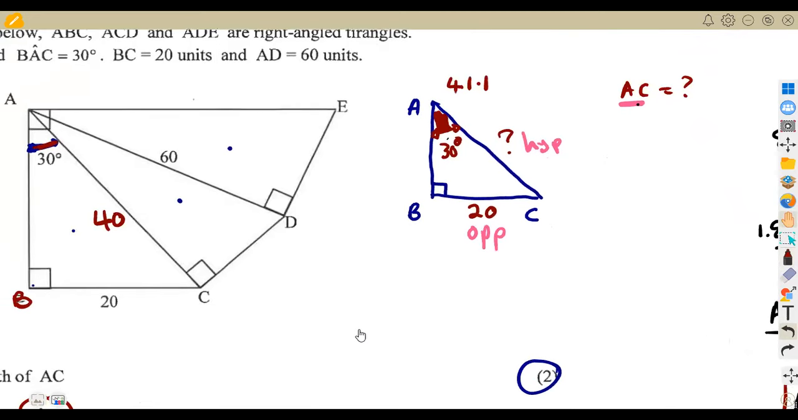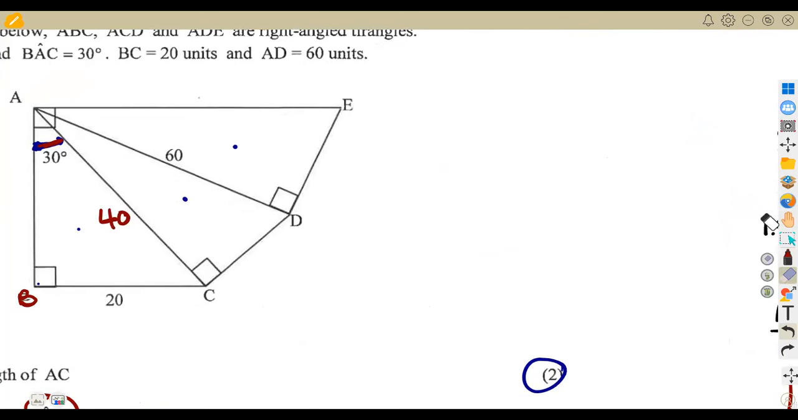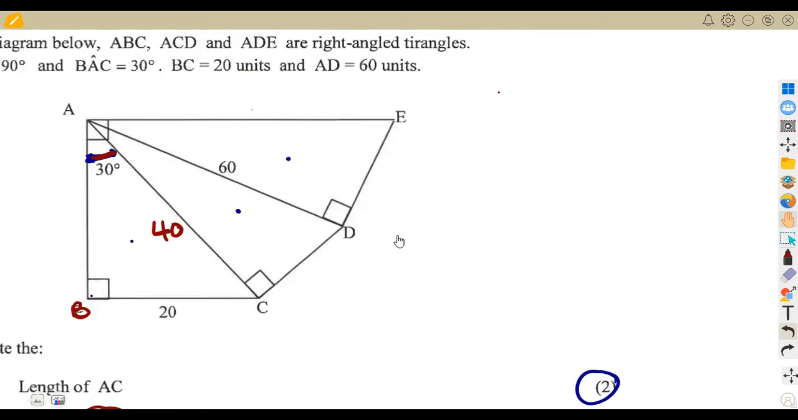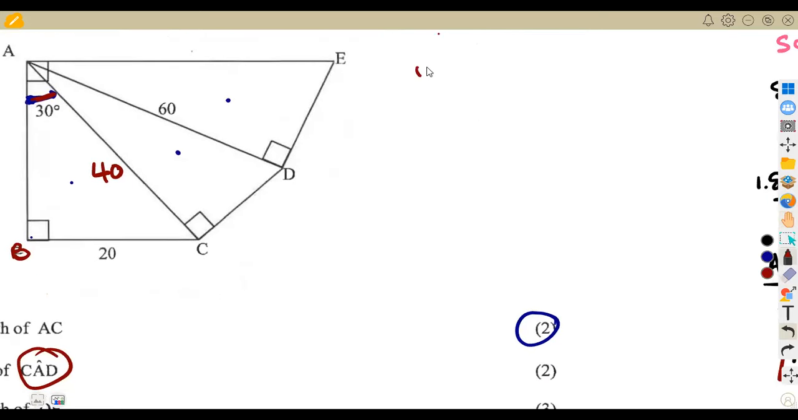So remember, this one is not going to work for us. Let us just remove these. It's not going to work for us. So what is CAD? That is 4.12. Let us just write it aside here, 4.12. So if we check, angle CAD is this angle here from C to A to D.